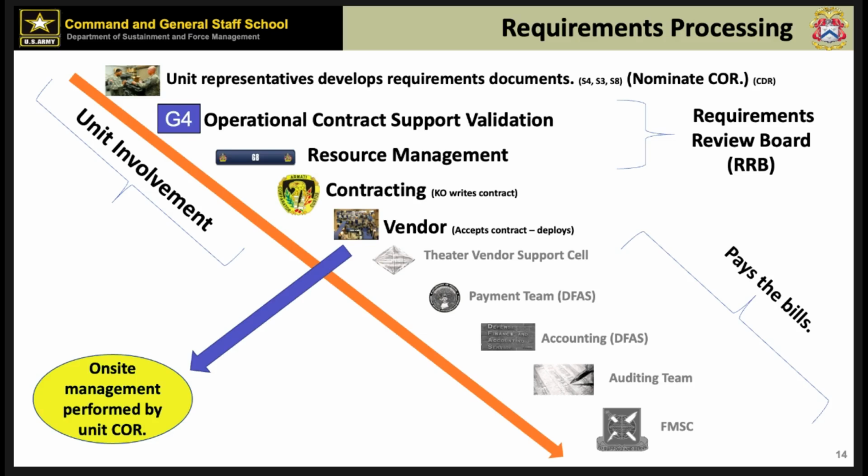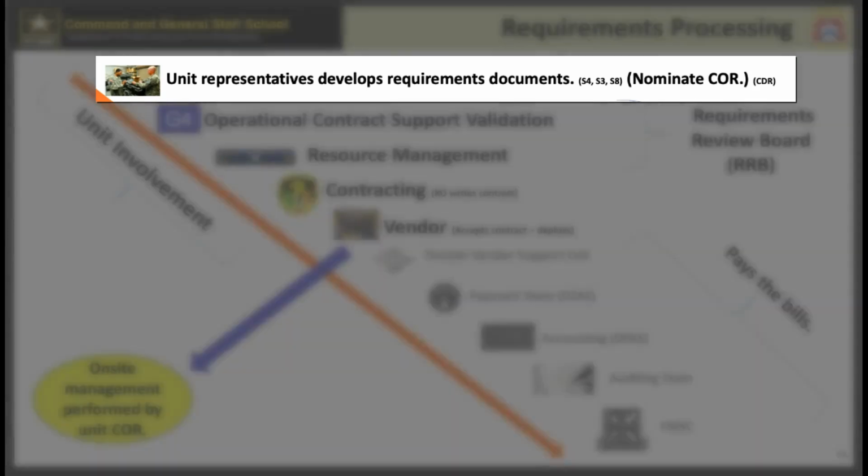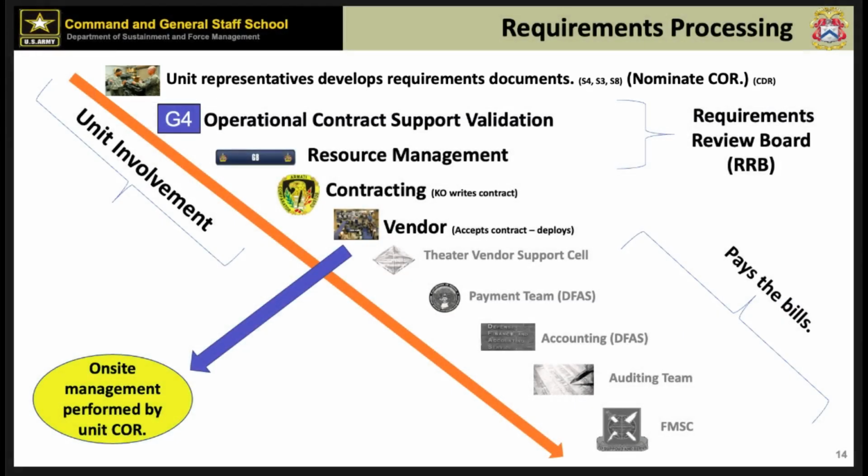This slide outlines the key steps required to initiate, fund, write, and execute a contract. It's important to note that the units are actively involved in every phase of this process, from determining the initial requirements to ensuring the vendor is paid after contract completion.